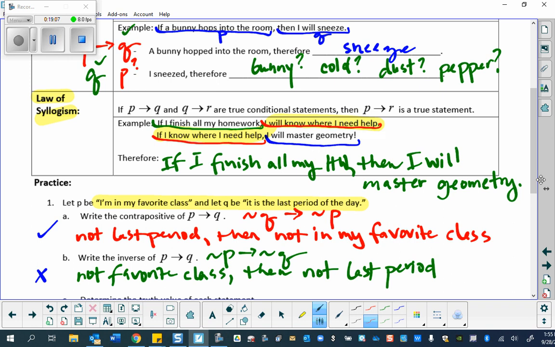So we can condense that conversation and link those thoughts through that knowing where I need help. If I finish all my homework, then I will master geometry. And the knowing where I need help is that part that links those two ideas, that first hypothesis and that conclusion. That is the law of syllogism, where it links three ideas together, P and Q and R.